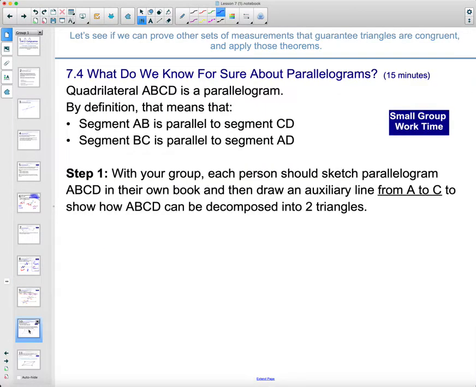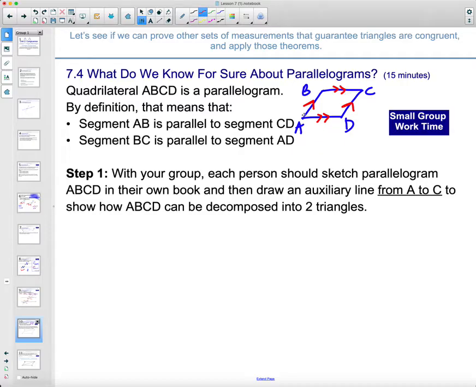So this next activity we're going to take a look at: quadrilateral ABCD is a parallelogram. I'm just going to quickly sketch that over here for you. So ABCD is a parallelogram. By definition, a parallelogram means that AB is parallel to CD, and BC is parallel to AD.